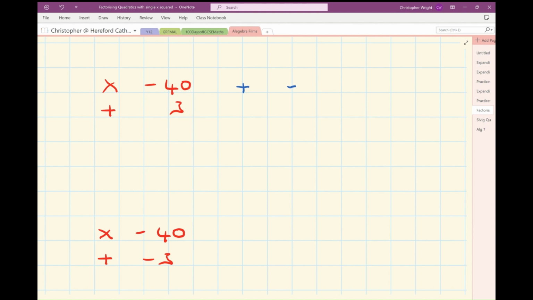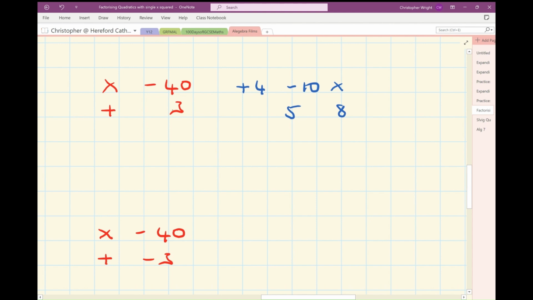Let's have a look. Could it be, for instance, plus 4 and minus 10? Well, plus 4 times minus 10 is certainly minus 40. But if I add those up, 4 and 10 have a difference of 6. So it's not going to give me 3 here, plus 4 minus 10. So that's not going to work. Now, two factors of 40 which do have a difference of 3 are 5 and 8. Now, 5 eights are 40. If I make one of those negative, it's going to give me a product of minus 40.